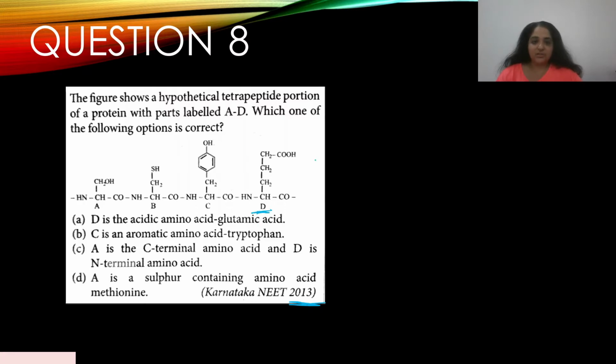But the structure here is not that of glutamic acid. Okay, the structure here is not that. B, C is an aromatic amino acid tryptophan. No, that is also incorrect. A is the C terminal amino acid. No. And D is the N terminal amino acid. No, again that's incorrect. A is a sulfur containing amino acid methionine. No, that's also incorrect.